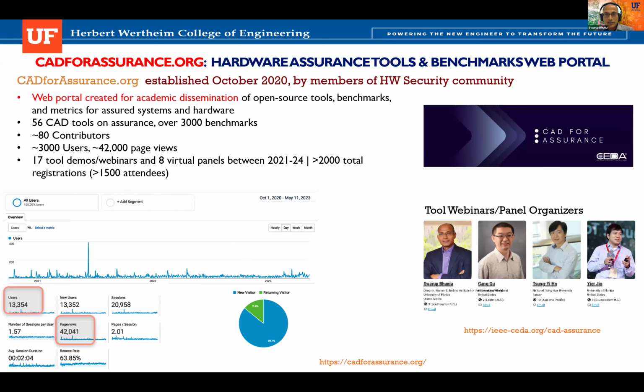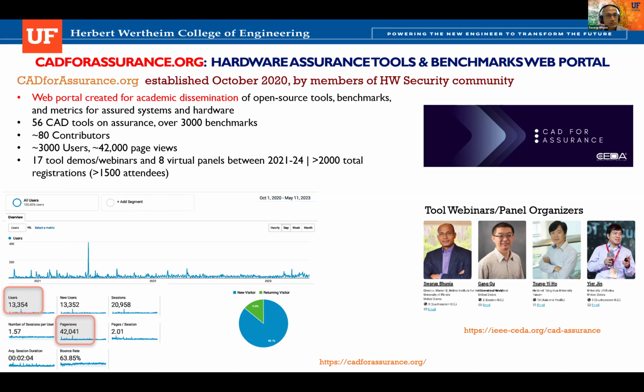The CAT for Assurance Initiative was launched in October 2020 during the peak of the pandemic by members of the hardware security community. Quite a few members came together and wanted to come up with a web portal and associated activities, including webinars, so that we can disseminate hardware security research activities to the broader community in a timely manner. If you go to the website, you'll see about 56 CAD tools total on broad topics of hardware assurance. As you know, assurance is a much bigger topic than security. It does encompass security as a major focus, but it includes reliability, it includes trust and other aspects of assurance.